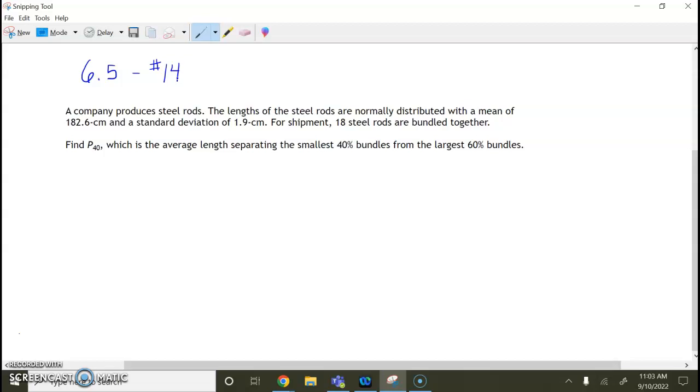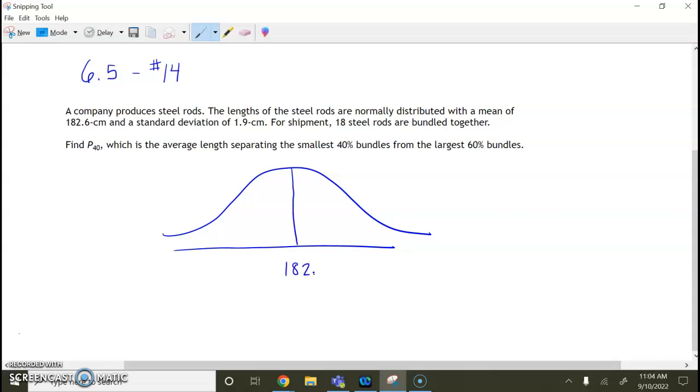Anytime we hear a bundle or a group or a collection of things, we want to think to ourselves, we need to adjust that standard deviation. And here the question is to find P40. So as always, we'll draw our picture of this normal distribution. Our mean here is 182.6. So this is our diagram, a rough sketch.